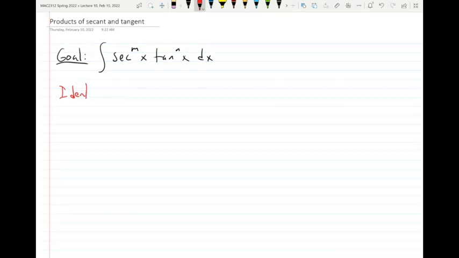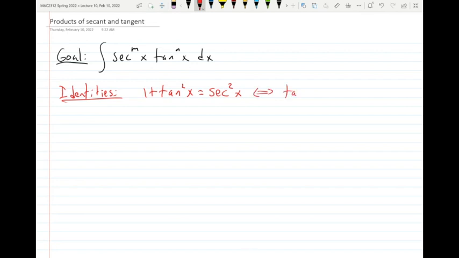Helpful identities to remember from here is a relationship between secant and tangent, which is 1 plus tangent squared equals secant squared. So this is a way of turning secants into tangents, right? And equivalently, from here it follows that tangent squared can be written as secant squared minus 1, right? So this is a way of going from tangent to secant.